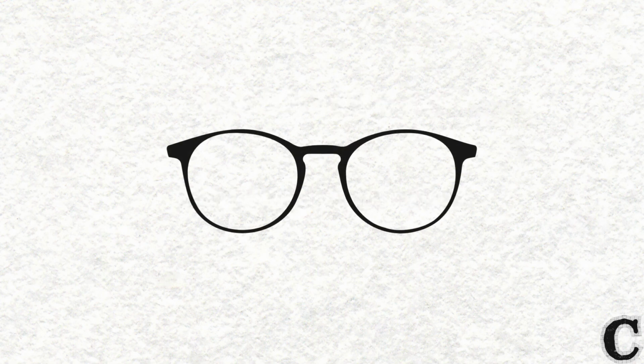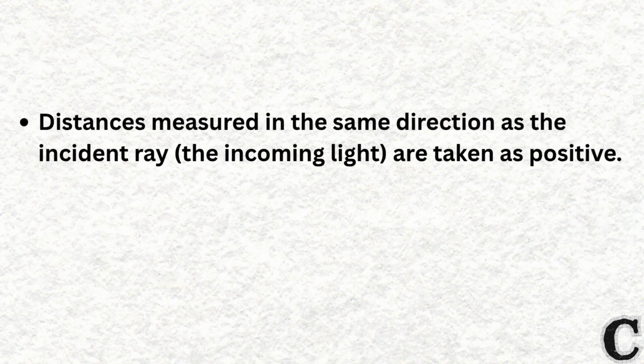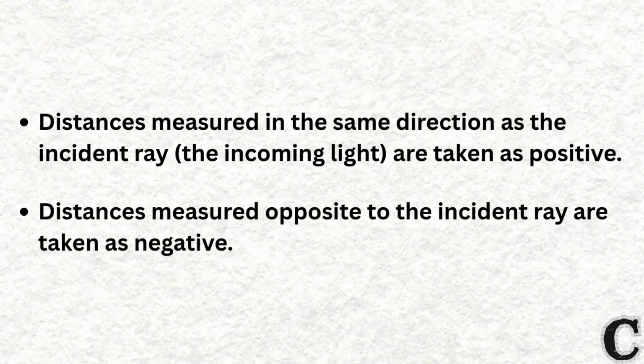Now let's jump to optics for a second. Here too, signs can feel confusing, but the idea is exactly the same. The rule most textbooks follow is this. Distances measured in the same direction as the incident ray, the incoming light, are taken as positive. Distances measured opposite to the incident ray are taken as negative.